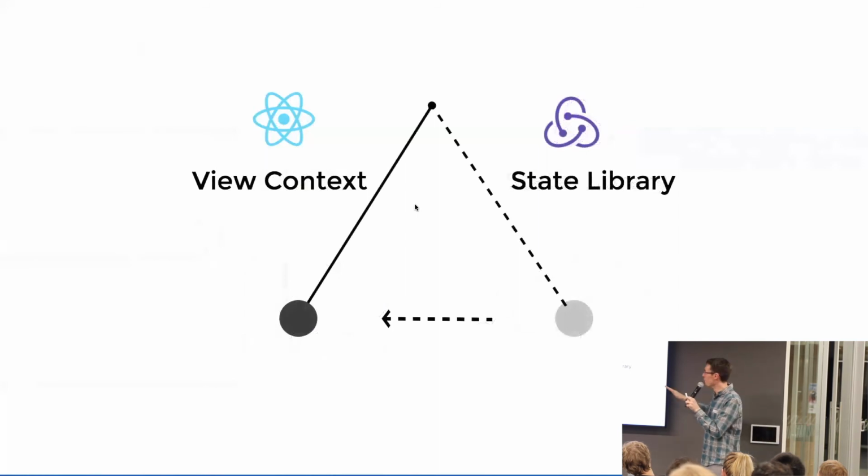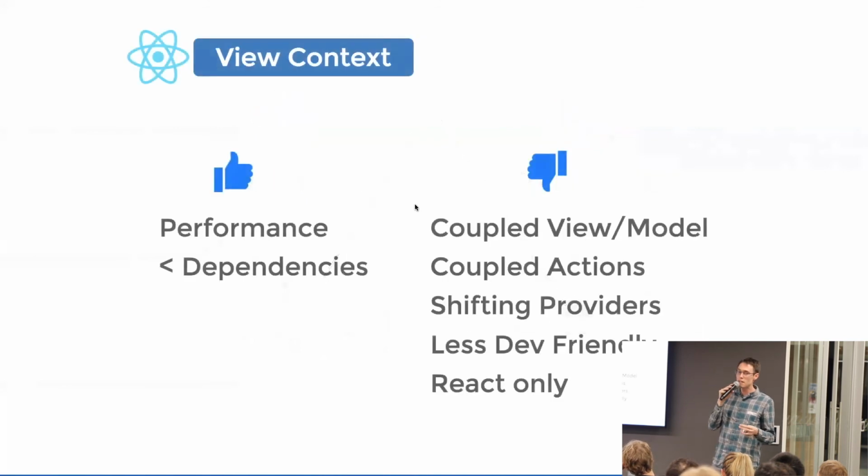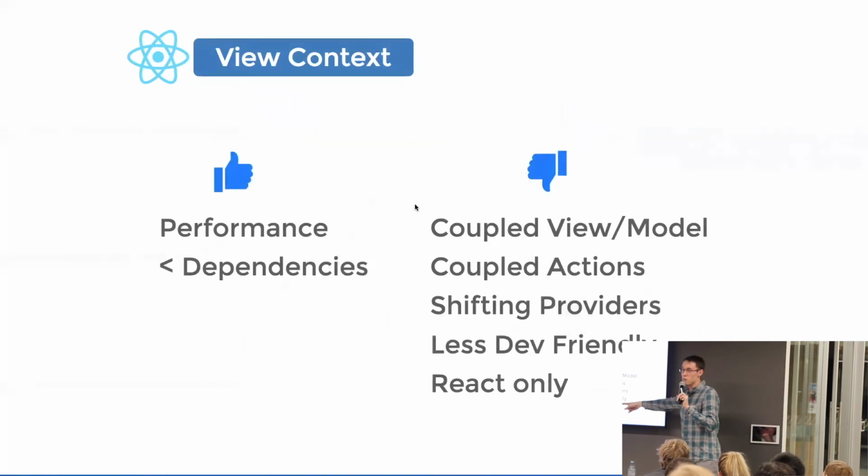So I think the pendulum's going to swing more to putting state inside of your view. And there's some upsides, but there's some downsides. One downside is you don't get all that decoupling, that separation of here's my data over here, and here's my view over here. You don't get that. And you're stuck with React only when you do this. I shouldn't say that at a React meetup.